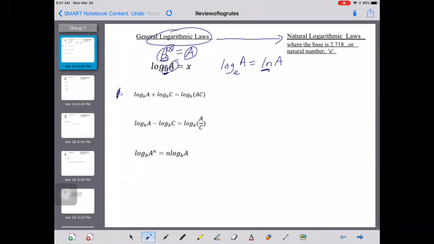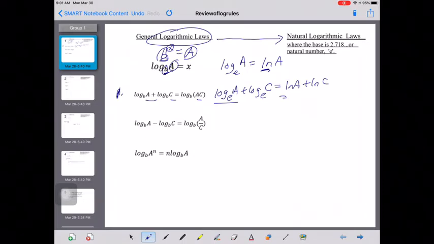So the first rule we're going to talk about is the sum. When you add logs that have the same base, you multiply the arguments, ac. If we translate this into a specific base, in this case e, we get this, and we're going to reformat this into the natural log form. So log_e(a) plus log_e(c) is the same thing as ln a plus ln c, or natural log. The rules still apply. When you add logs with the same base, in this case base e, you take the product of the arguments, ln(ac).